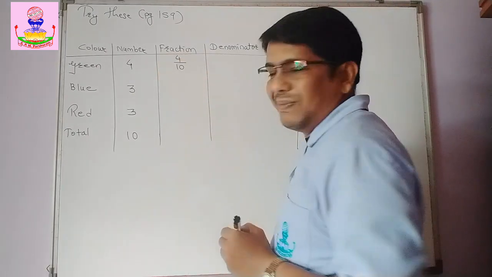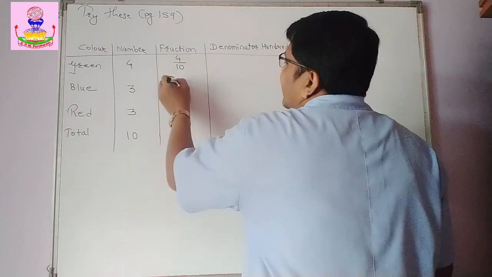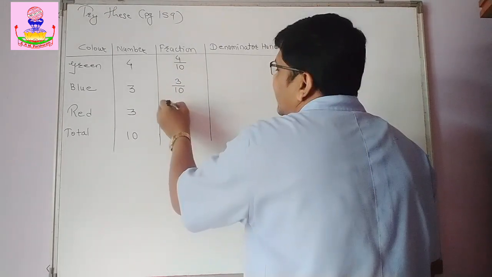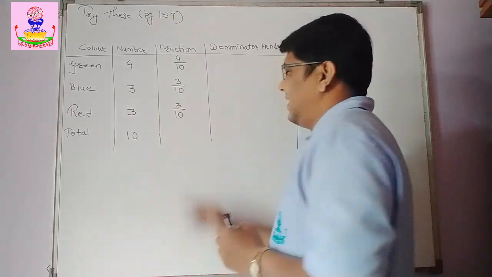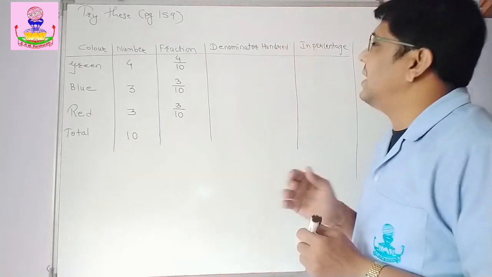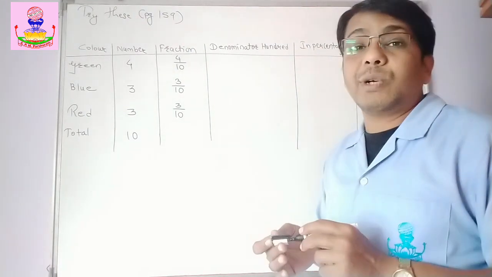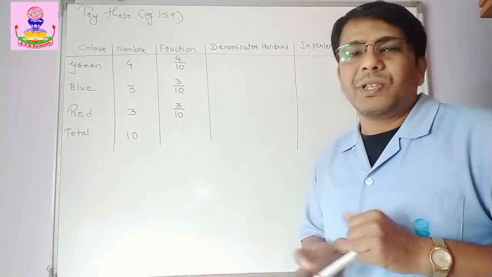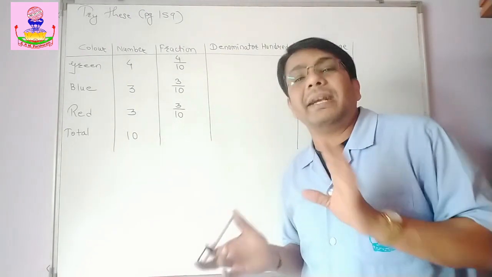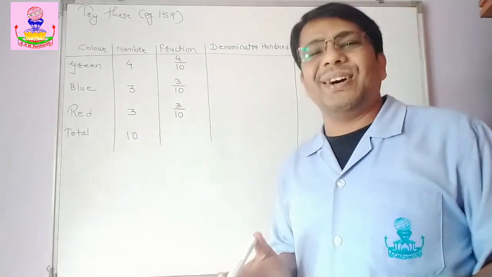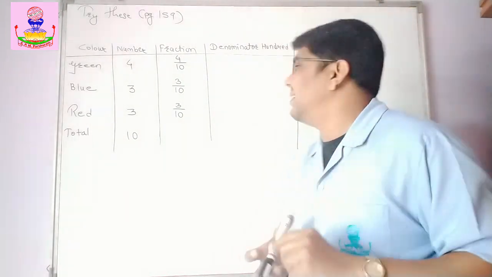Total is 10. So 4 out of 10. Here it is 3 out of 10. And here it is 3 out of 10. 10 out of 10, one whole fraction. Okay, now denominator 100. Now we have to convert it to denominator 100. We'll use 3 different methods now you have seen. You can use your own method, doesn't matter. The only thing is it should be mathematically correct and you should get denominator 100.